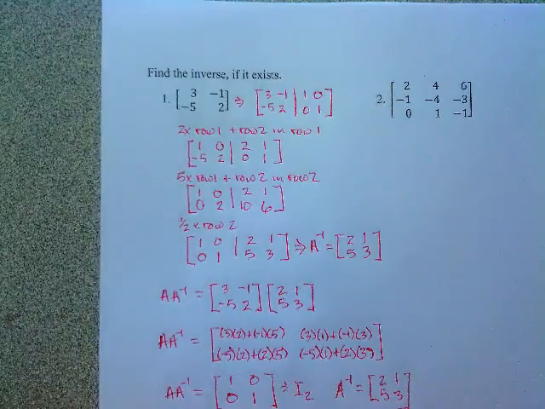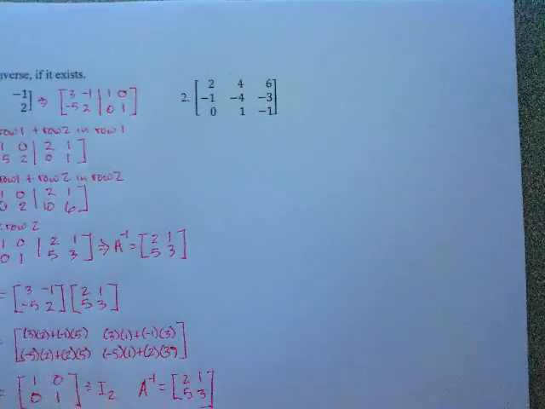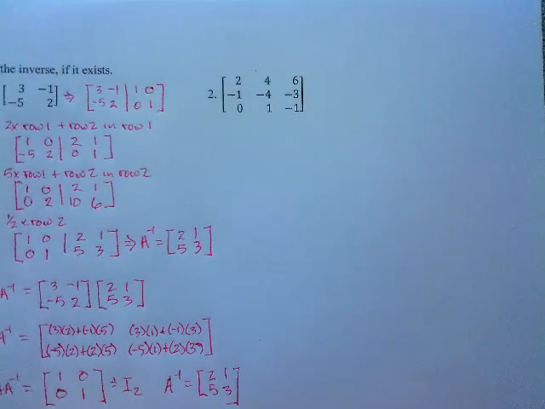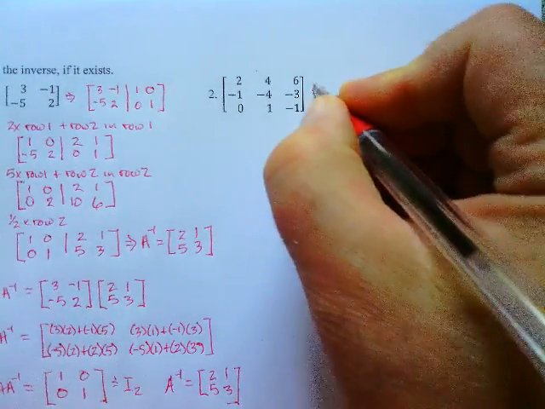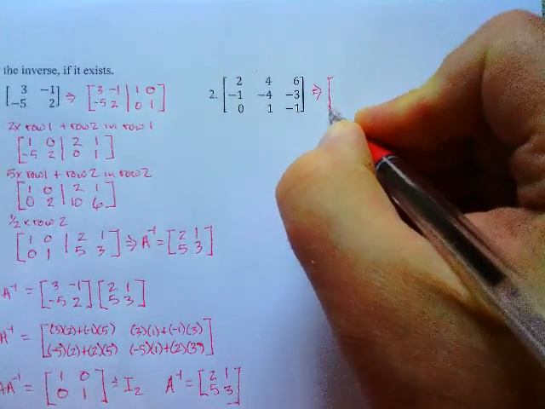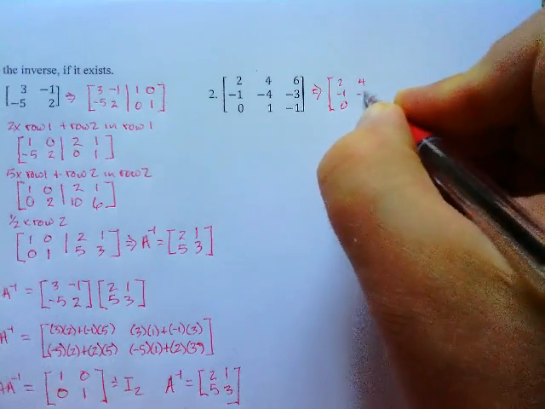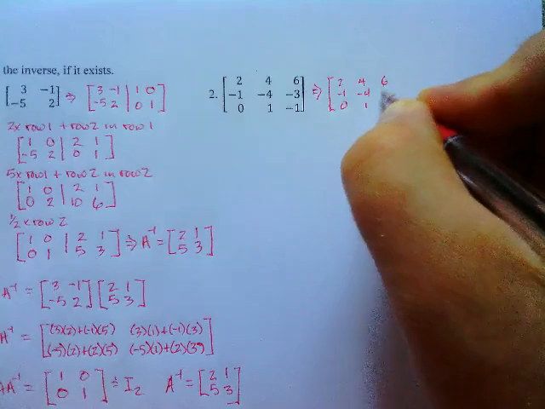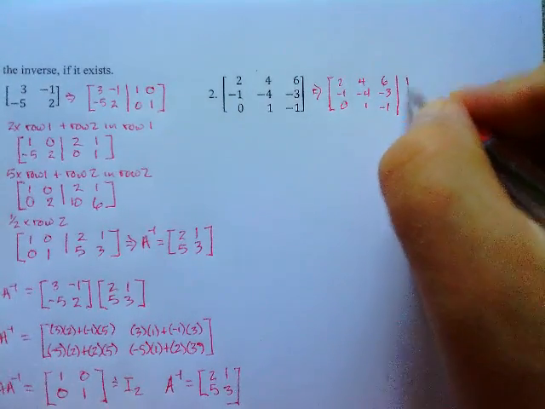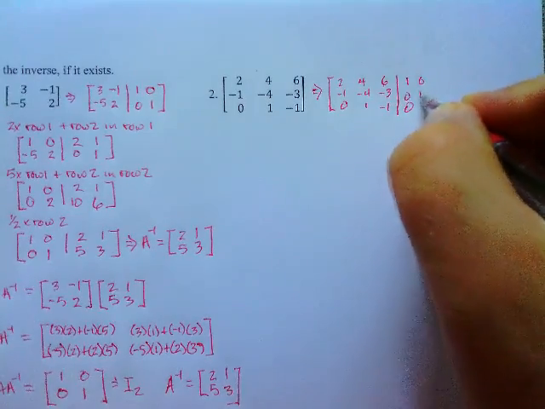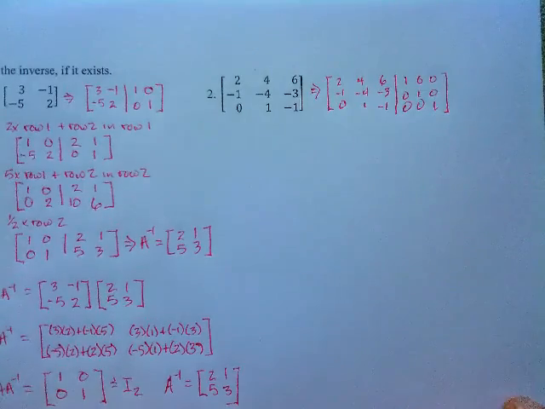All right, let's do the same process for a 3 by 3. So first we'll write it as [2, -1, 0; 4, -4, 1; 6, -3, -1], draw the line, [1, 0, 0; 0, 1, 0; 0, 0, 1]. So that's our starting point.